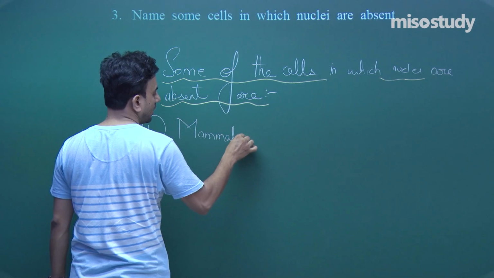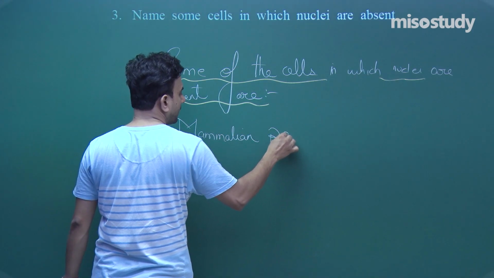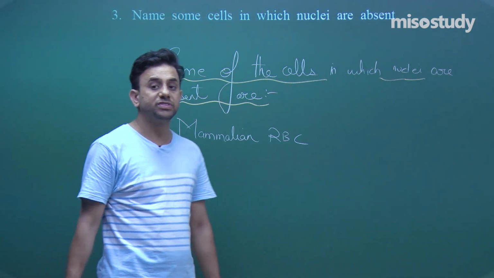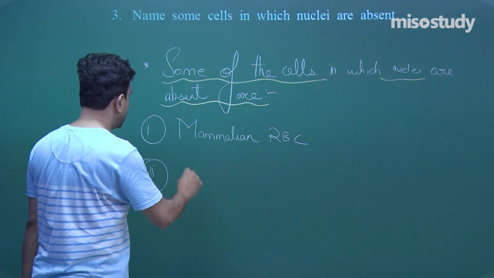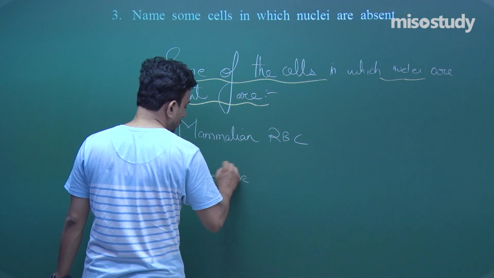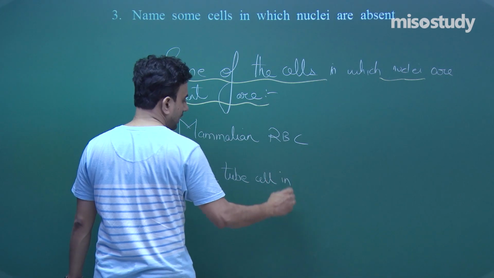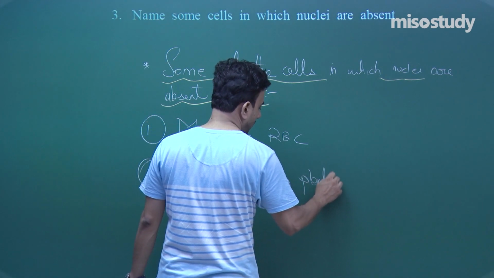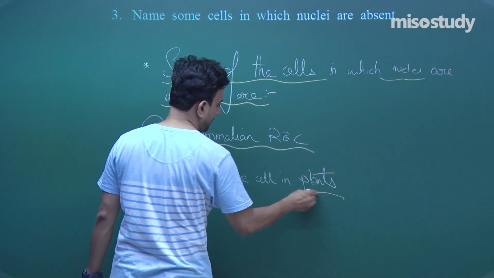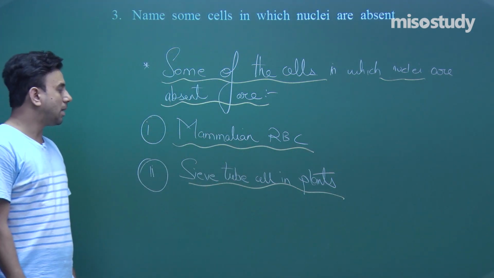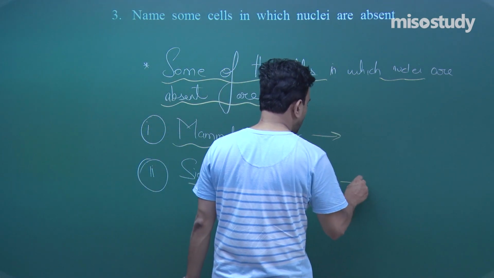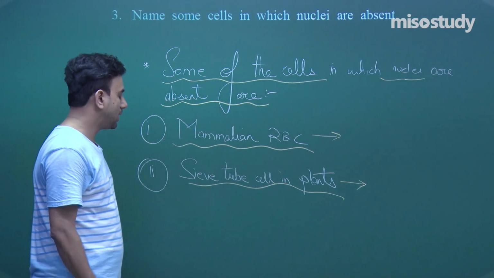and the second one is the sieve tube cell in plants. Right, the mammalian RBC and the sieve tube cell in the plants. Now, what do we know or what do we think about the mammalian RBC?